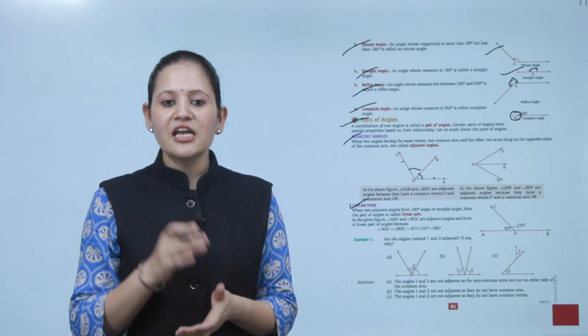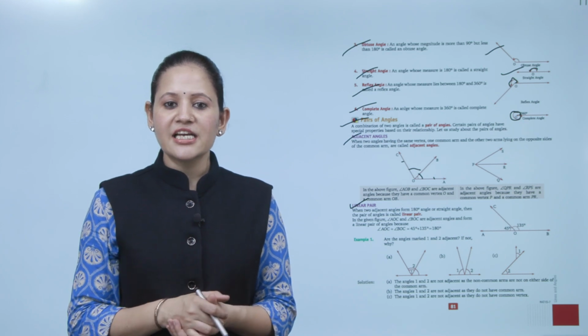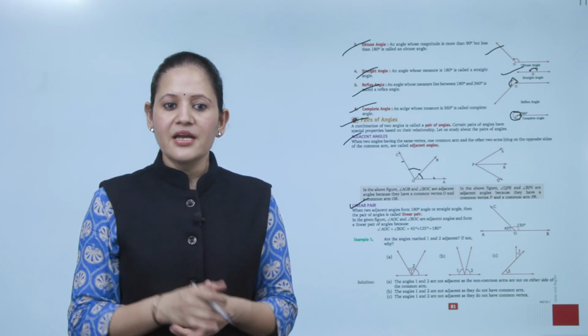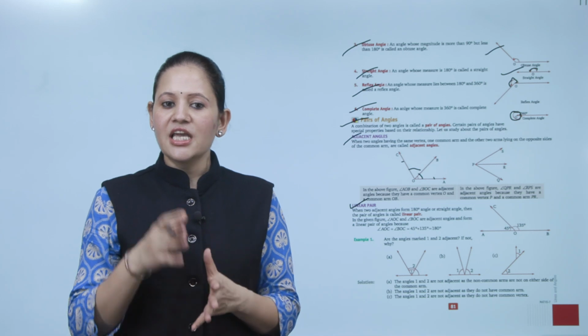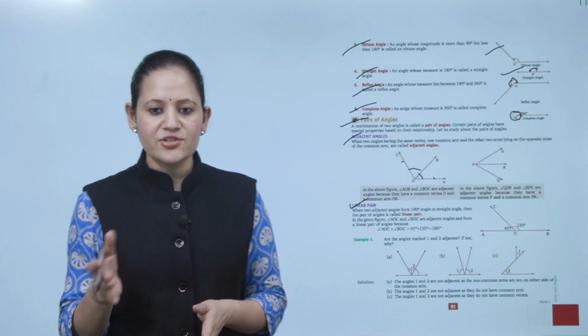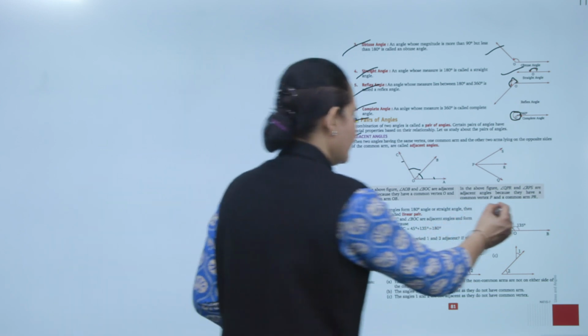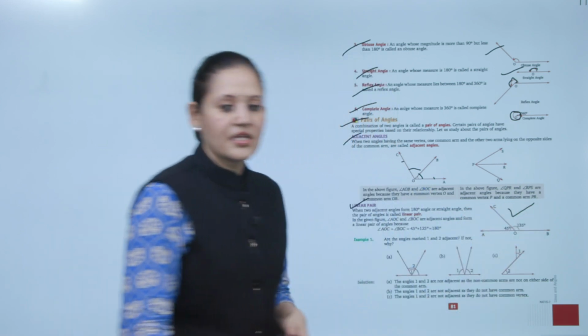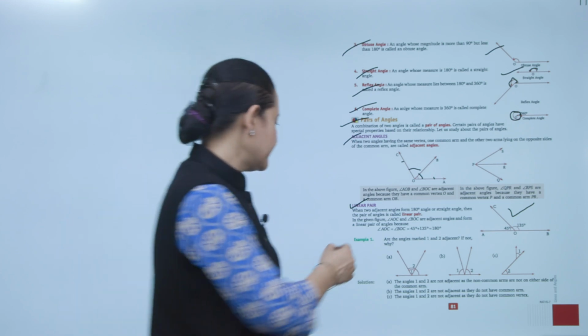In the given figure, angle AOC and BOC are adjacent angles and form a linear pair of angles because AOC and BOC, 45 plus 135, total 180 degrees. So they are a linear pair, like here. Now we will take an example.